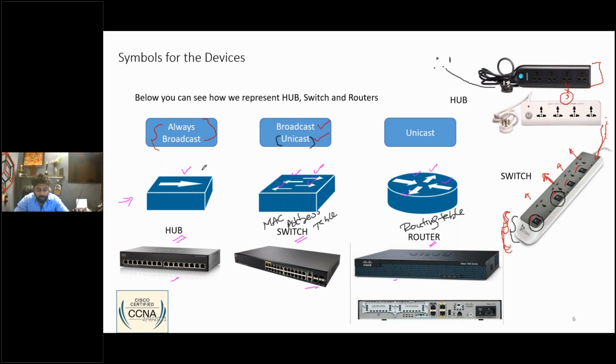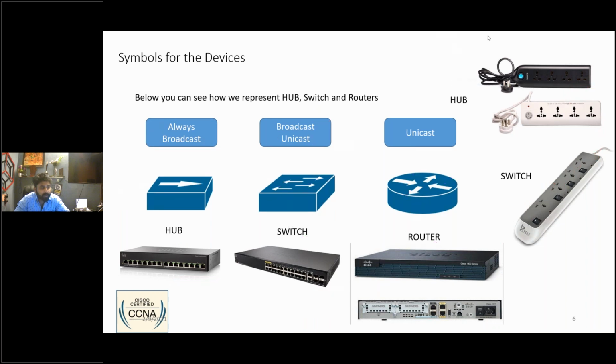If someone asks you how switch is doing unicast, why not hub? You can say switch has something called a MAC address table, because of which it can do unicast. And router can do unicast because router has a routing table. Rock and roll. This is the first major difference between your hub, switch, and router.